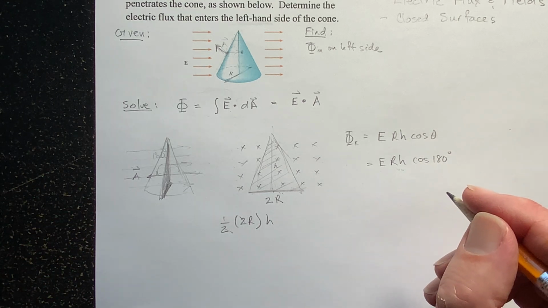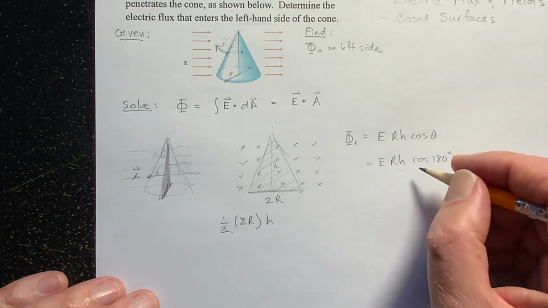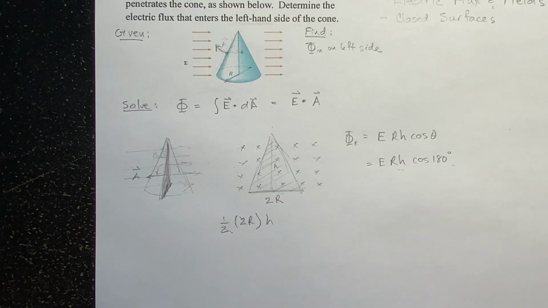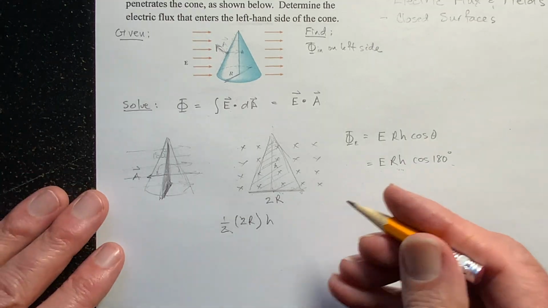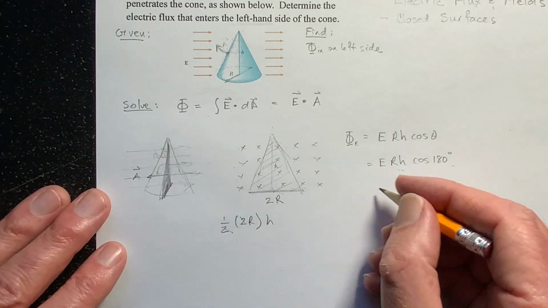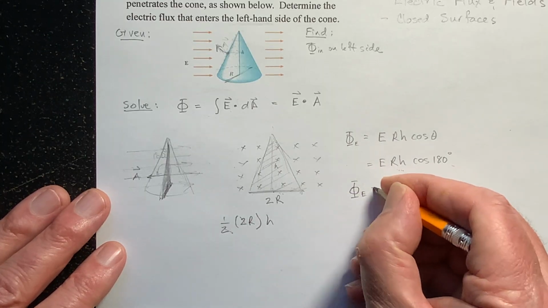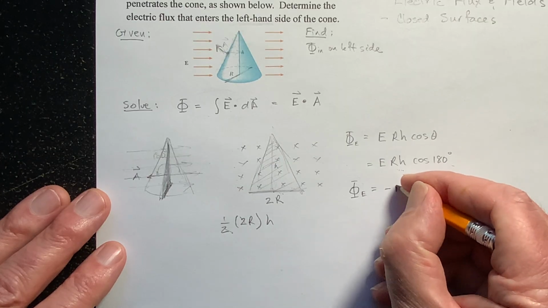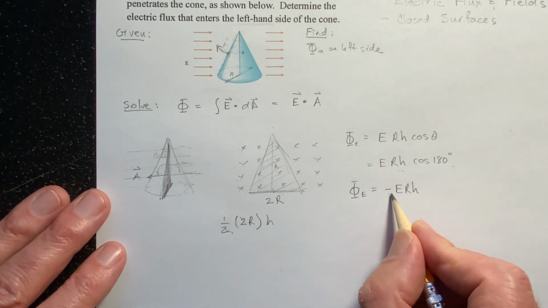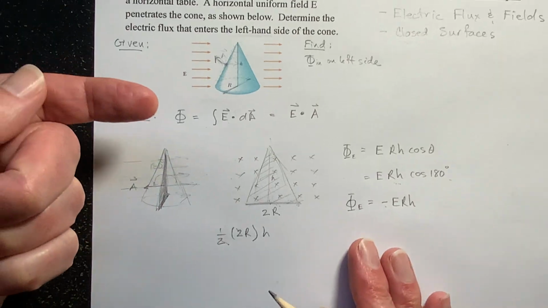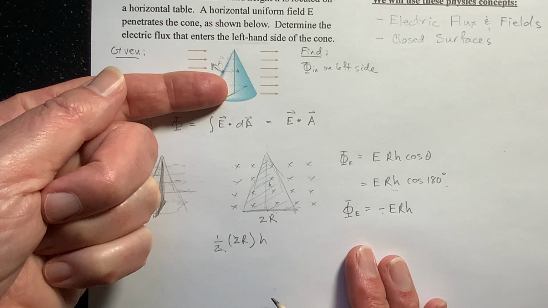And of course, you might have this memorized. If you don't, it's a good one to know. Okay, cosine of 180 is -1. Check your unit circle if you don't believe me, but it really does. So we have our answer. The flux equals negative E r h. Now, what does this negative mean? The negative means that the flux is entering my closed surface.